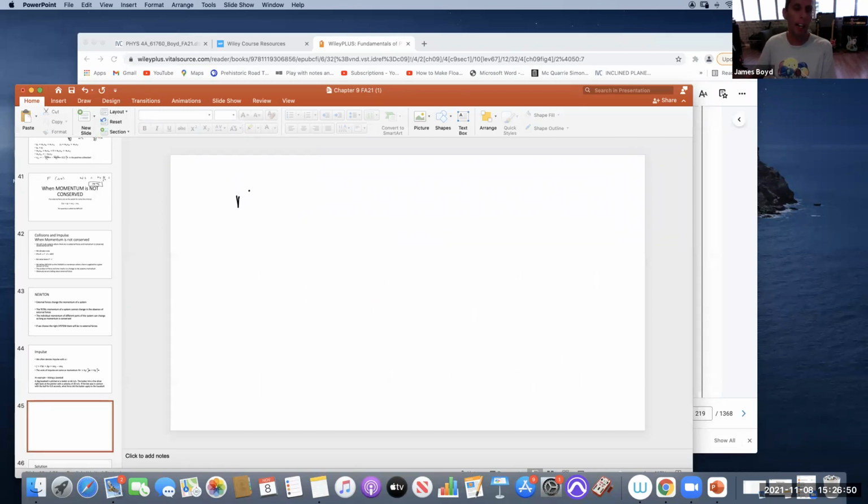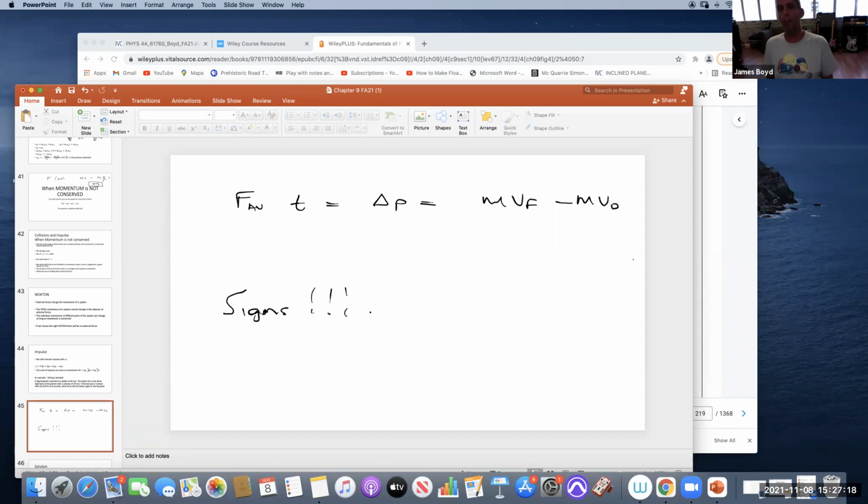If I apply an average force for some time, I get a change of p, which is mv final minus mv initial. Now, one thing I need to understand with this: signs. Your signs have to be consistent. F is only an average. It's an average value of the force. So if we had some change of momentum that we could calculate and divide by some time, we could calculate the average force that caused that change of momentum.